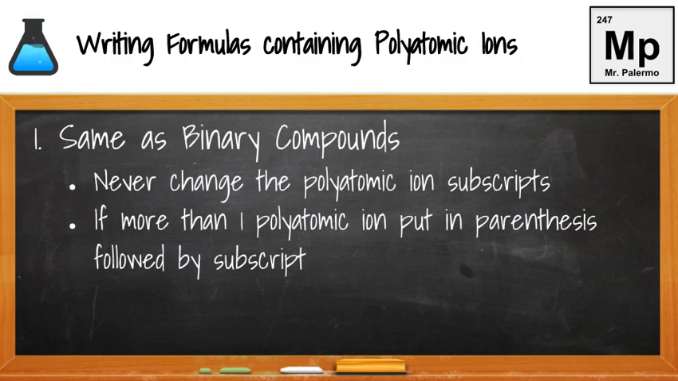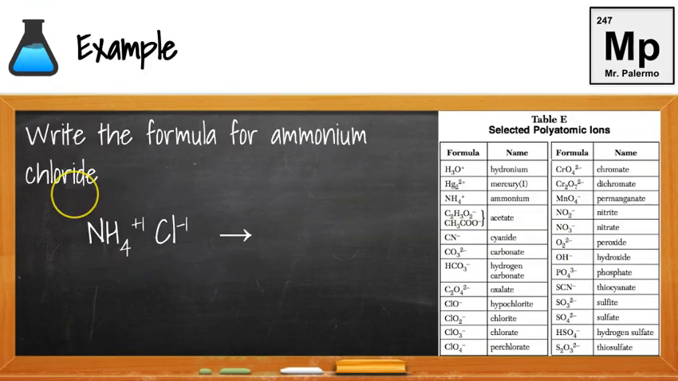So now let's look at how we write formulas containing polyatomic ions. Well, it's going to be the same as what we did for the binary compounds. A couple key things. Remember that we never change the subscripts for polyatomic ions. They are locked up. And when we're writing a chemical formula, if there is more than one of the polyatomic ions, we put parentheses around it, followed by the subscript for the number of those polyatomic ions used.